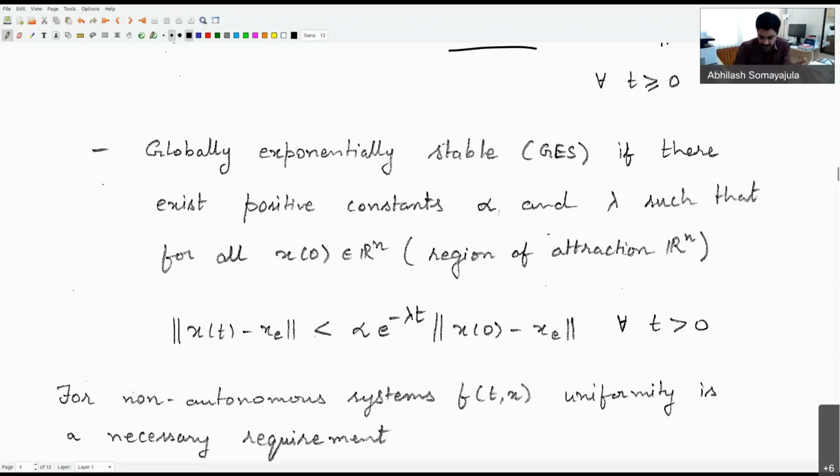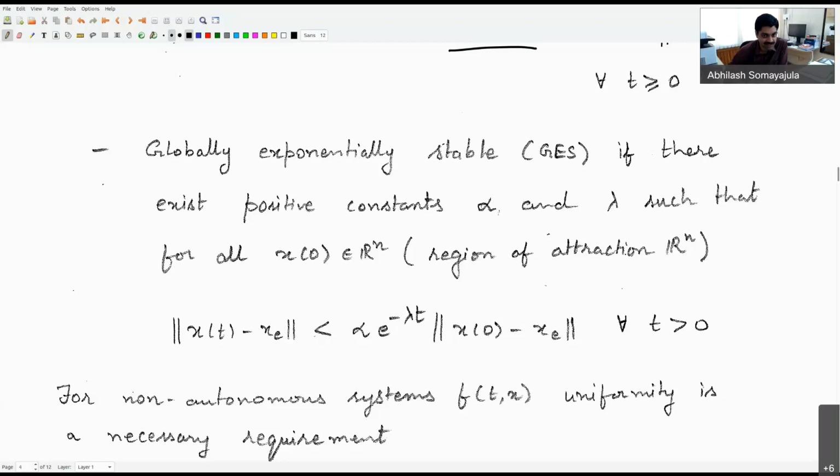An exponential equilibrium point will definitely be asymptotically stable because you are having a region of attraction. You are going to end up at the equilibrium point over time. But you're not just going there in an arbitrary manner, you're going in an exponential manner. So it's a stronger condition than asymptotic stability. All exponentially stable systems are asymptotically stable also, but the vice versa is not true. Not all asymptotically stable systems will be exponentially stable.